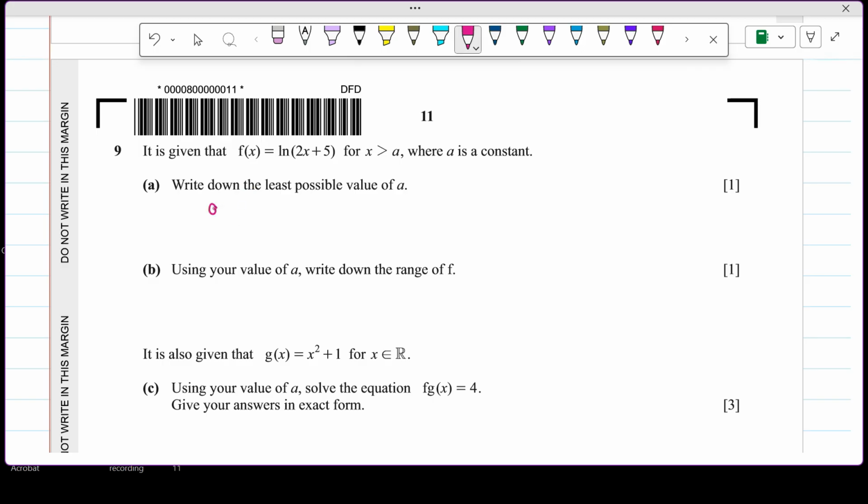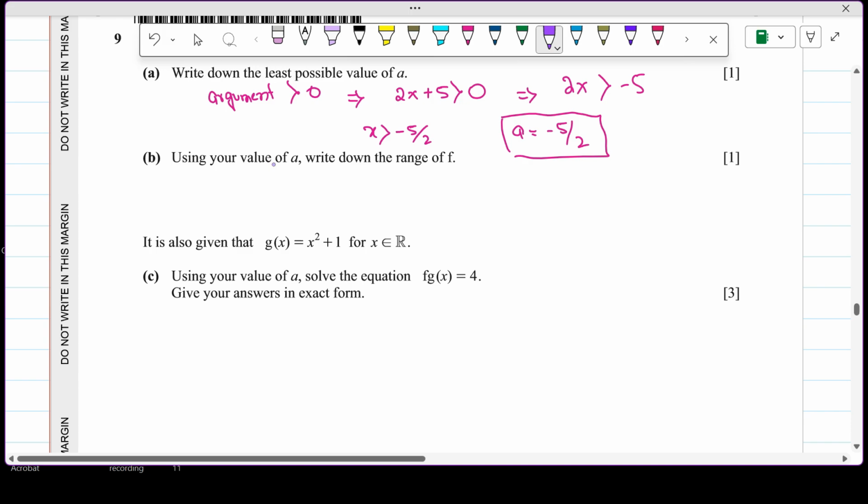So the argument should be greater than 0. And in this case, the argument is 2x plus 5. So 2x plus 5 should be greater than 0. Further solving, we will have 2x greater than negative 5 and x greater than negative 5 over 2. So the minimum value that satisfies x greater than a is, in this case, a equals negative 5 over 2.